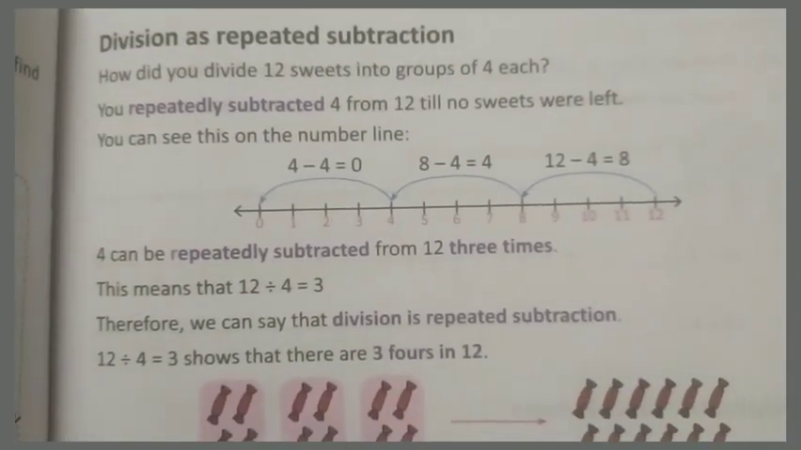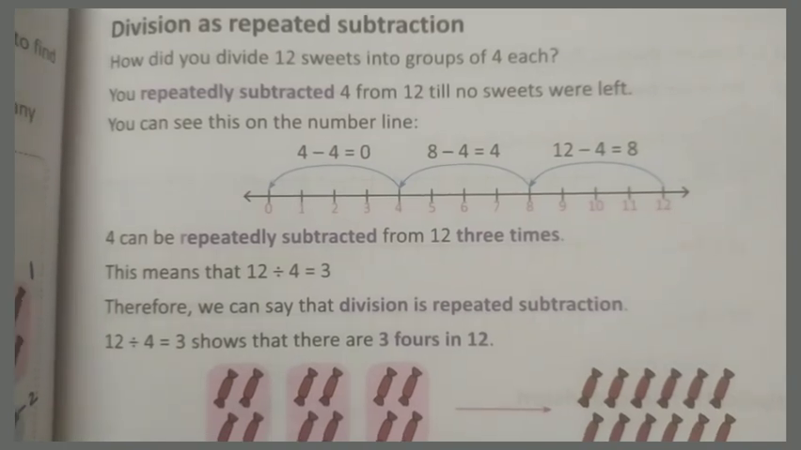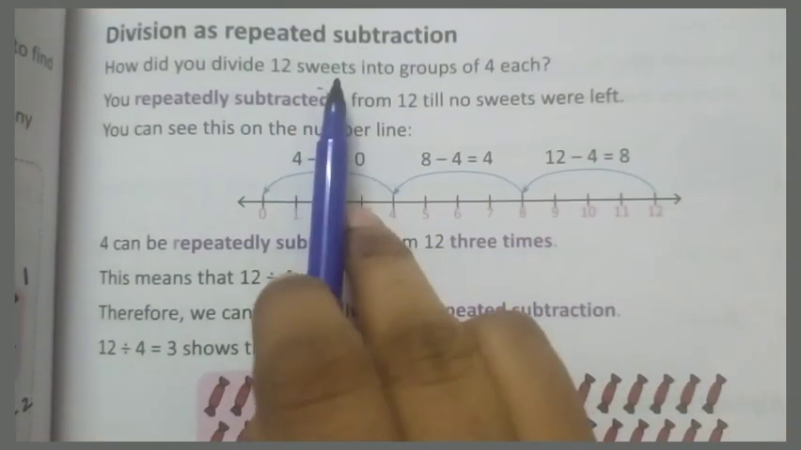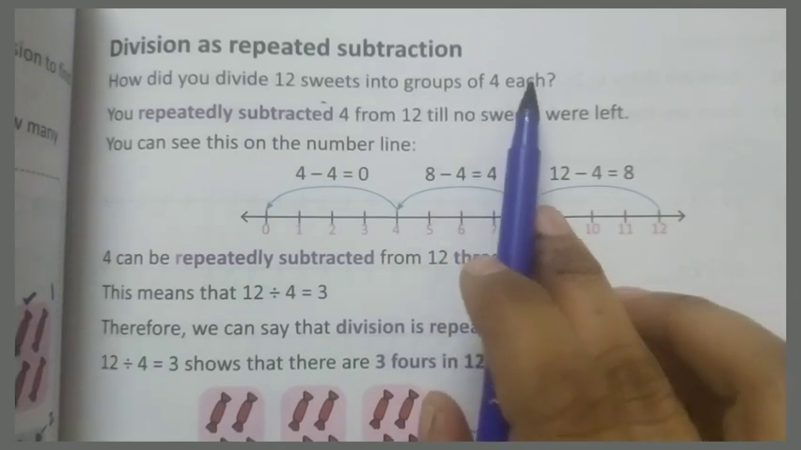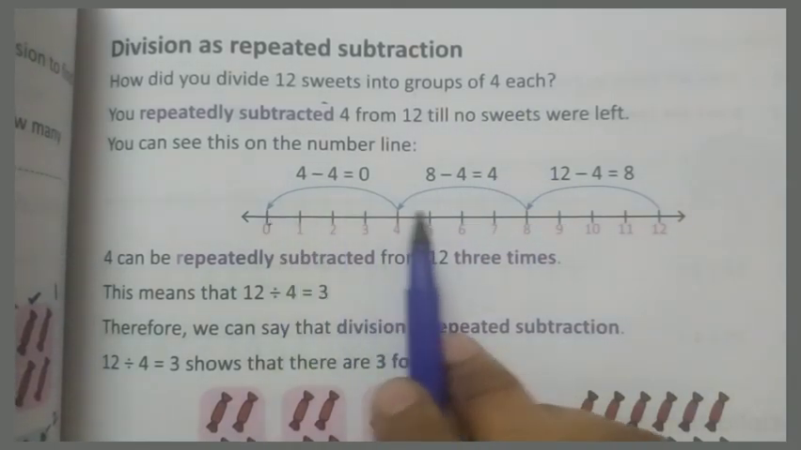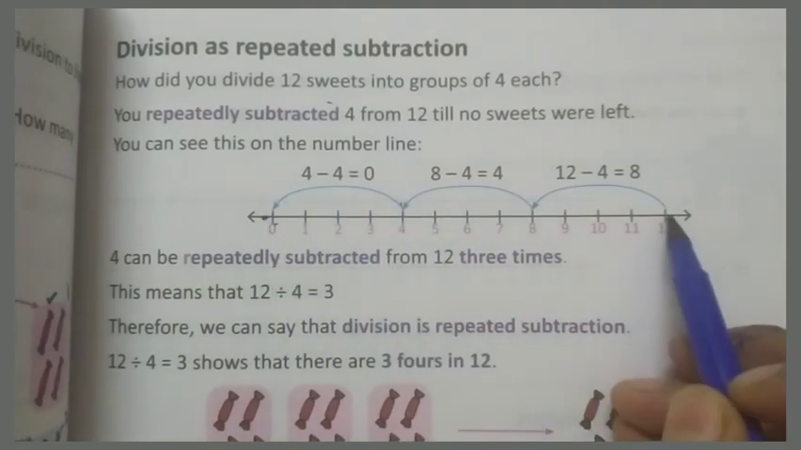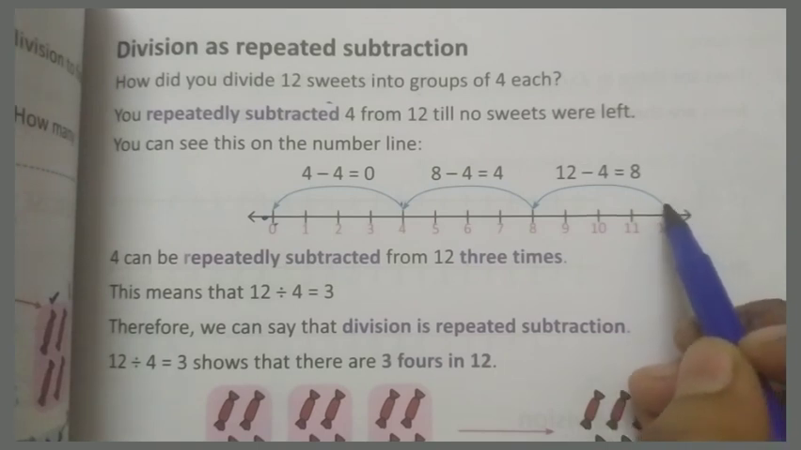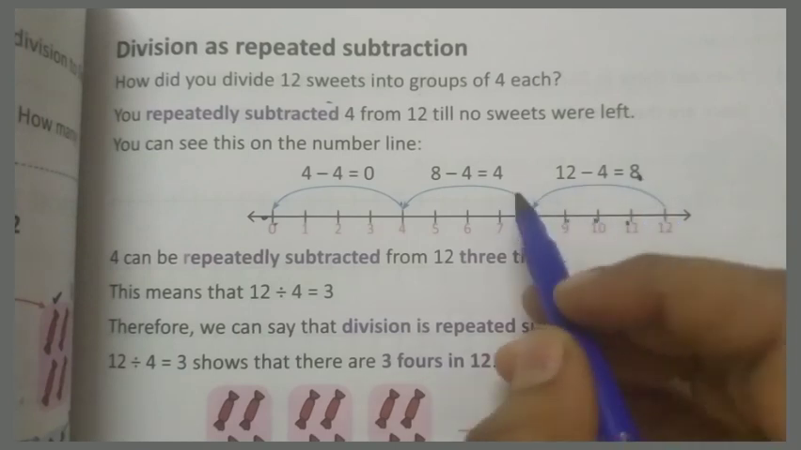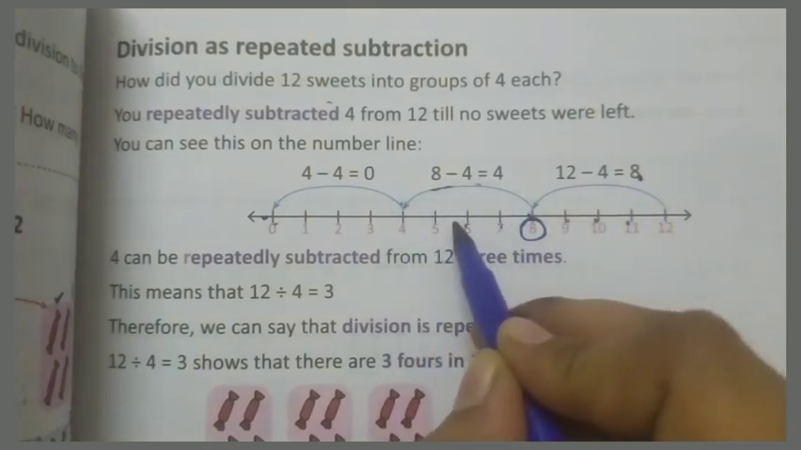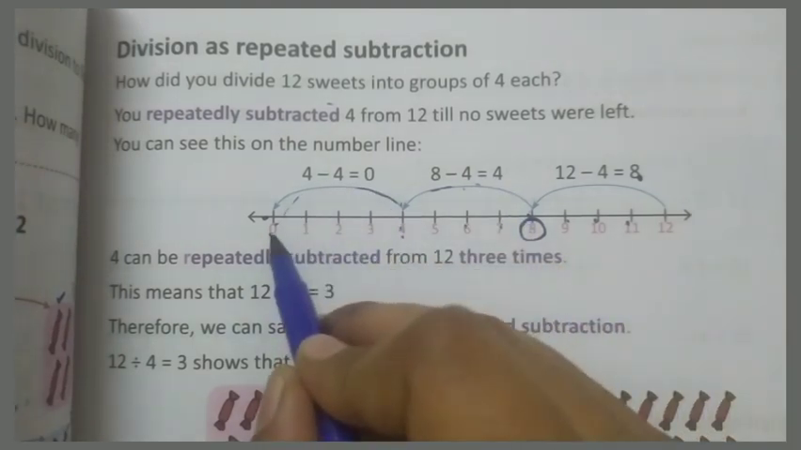Division as repeated subtraction. We can do division by repeated subtraction. 12 chocolates are there, and we have to make 4 chocolates in each group. This is the number line. From that we are subtracting 4. Total 12 are there. 12 minus 4: 1 2 3 4, we got 8. Next again subtracting 4: 1 2 3 4. We got 4. Next subtracting, we got 0.